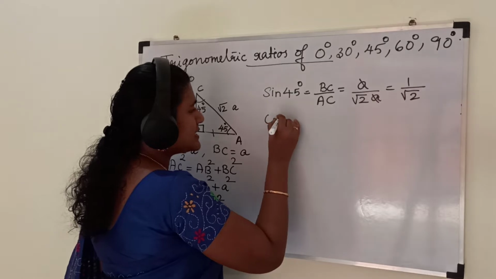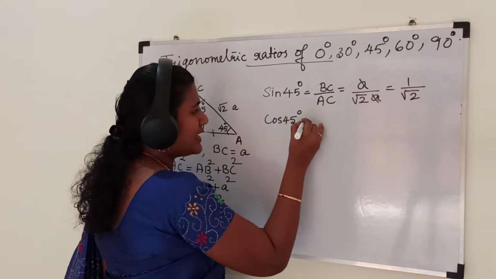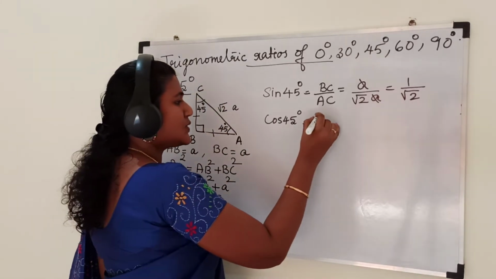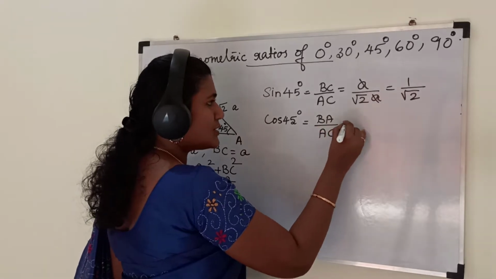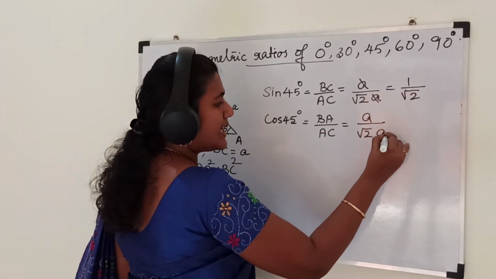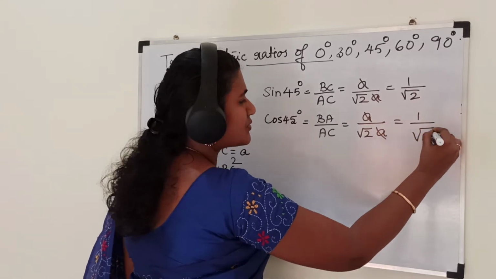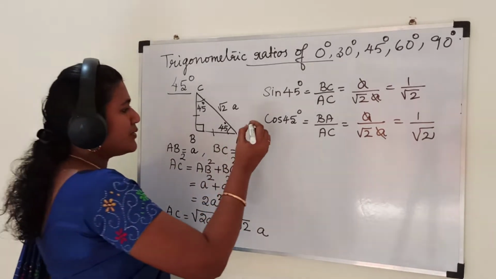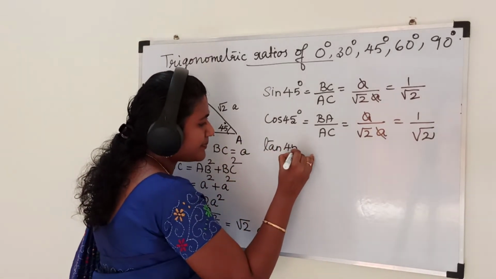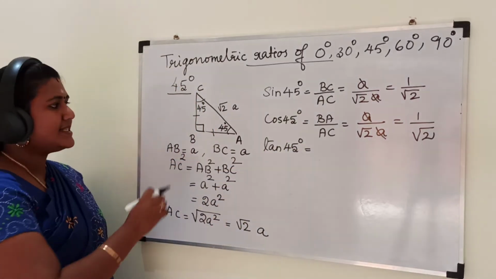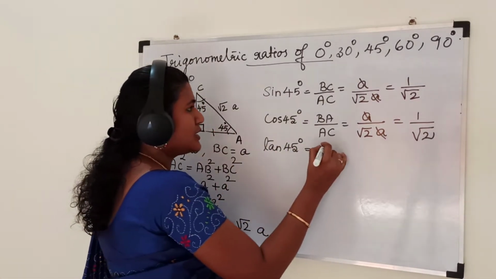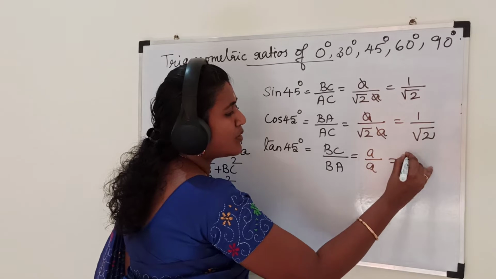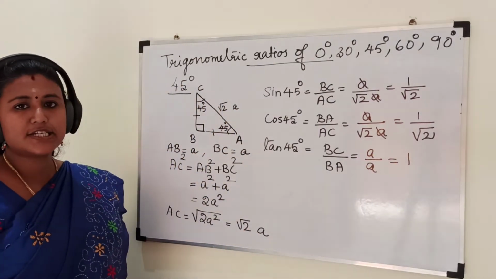Now we will go to the next trigonometric ratio, that is cos 45 degree. Cos 45 degree is adjacent side by hypotenuse. So BA by AC, BA is also a, so a by root 2 a, so the answer is 1 by root 2. So sine and cos 45 degree both are 1 by root 2. Now we will go to tan 45 degree. Tan 45 degree is opposite side by adjacent side. So BC by BA, that is a by a, which is equal to 1. So we got the three trigonometric ratios.